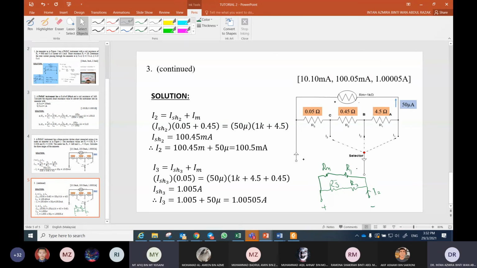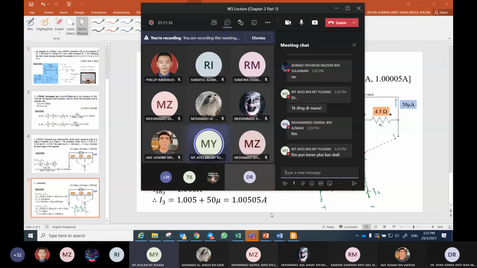Yep. Boleh? Boleh. Afiq ke tu? Afiq dah boleh dah? MT. Huh? MT? Apa tu? Nama saya. Oh, not Afiq? Call you MT? Yeah, I prefer that. What is MT? More family name. Oh, okay.